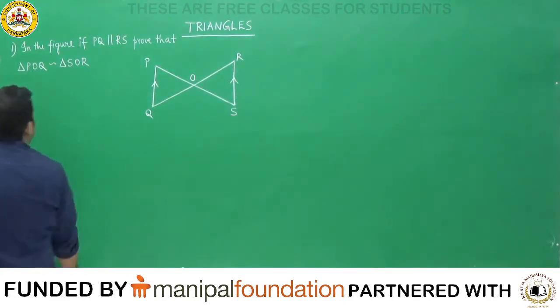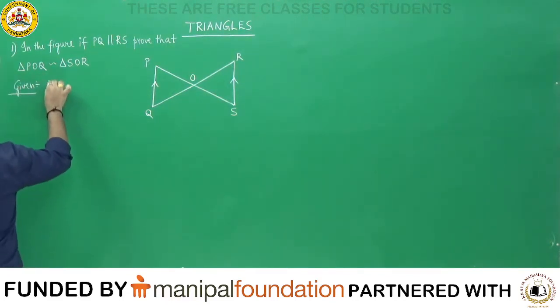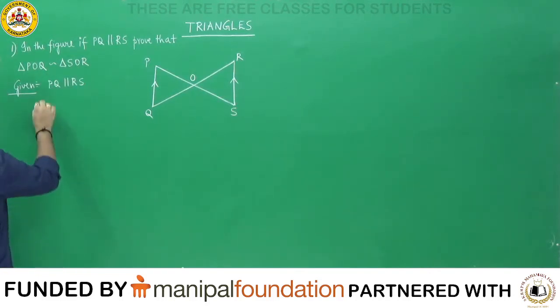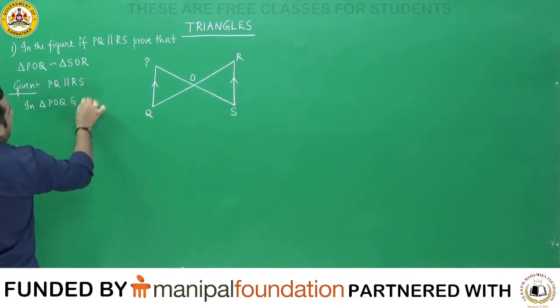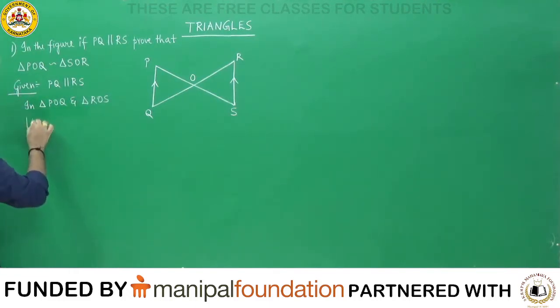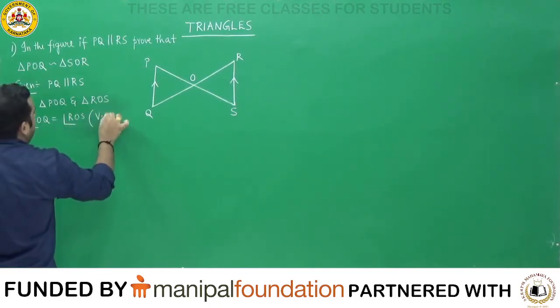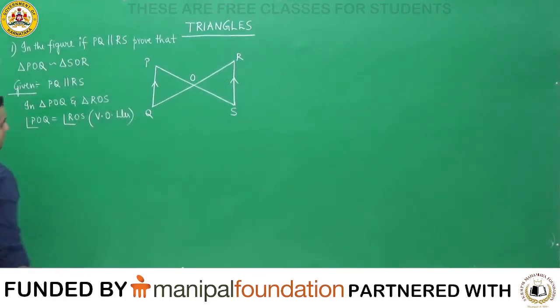Write down now. What is given in the problem? PQ is parallel to RS. Write down now. PQ is parallel to RS. Now, see here, in triangle POQ and triangle ROS, angle POQ is equal to angle ROS. This is nothing but the concept of vertically opposite angles, correct?